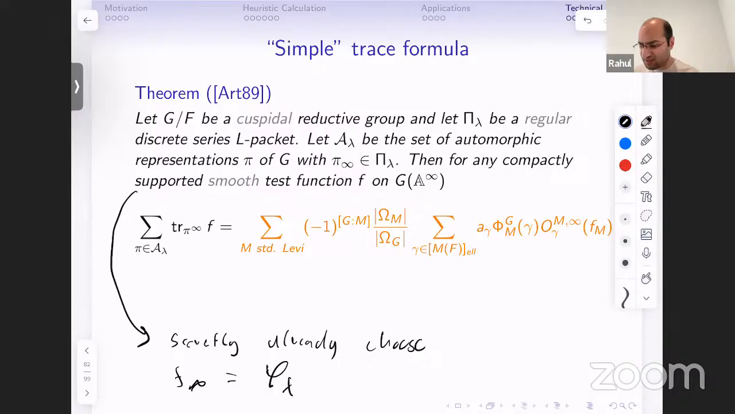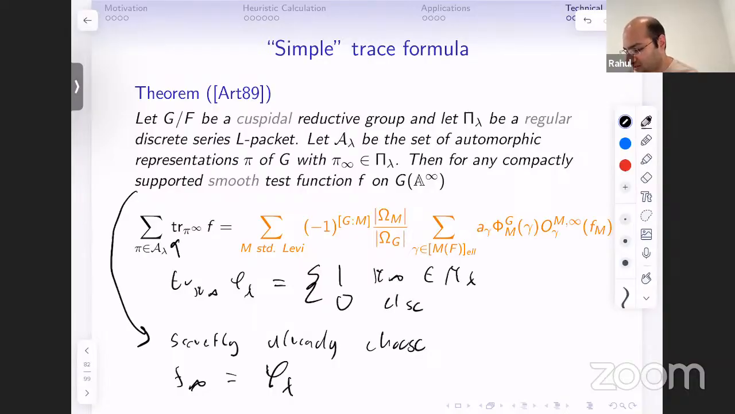So there's a trace against pi infinity of phi lambda, which equals basically 1 if pi infinity is inside the discrete series L-packet and 0 otherwise, right? That's secretly in here because we already picked our test function at infinity. So our freedom is to pick the test function away from infinity. And when you take the sum over traces of all these automorphic representations with the correct component at infinity, we get this particular formula here.